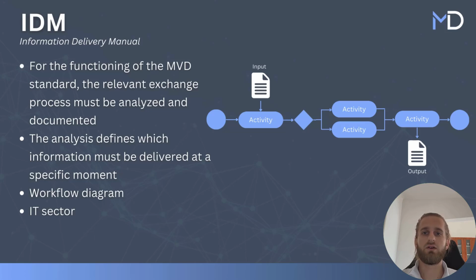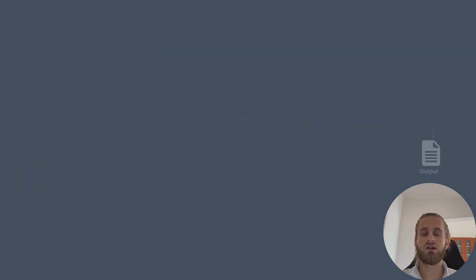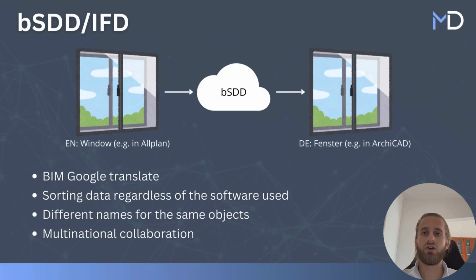We will not focus too much on IDM because we will work on these process maps, which will probably make it so much clearer. The next is BSDD or buildingSMART Data Dictionary or IFD, International Framework for Dictionaries, and it is considered like a BIM Google Translate.